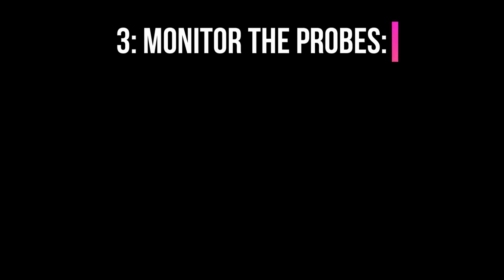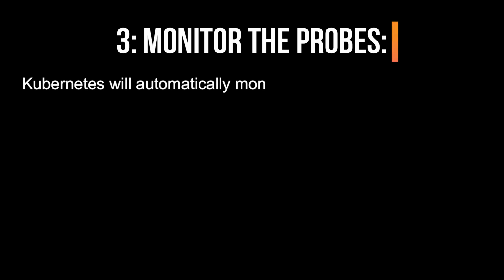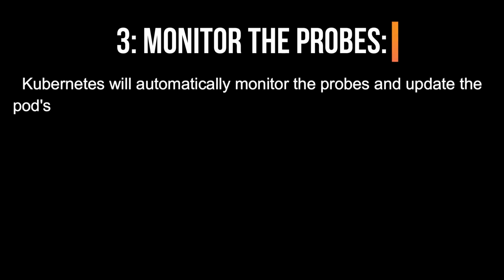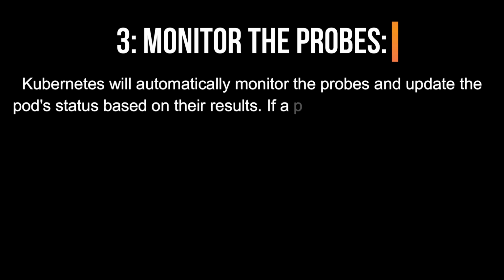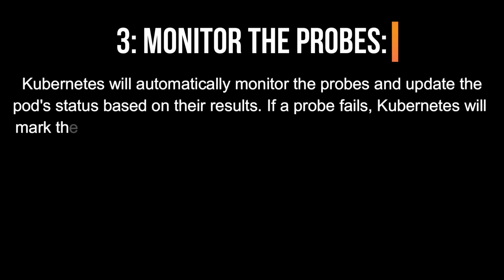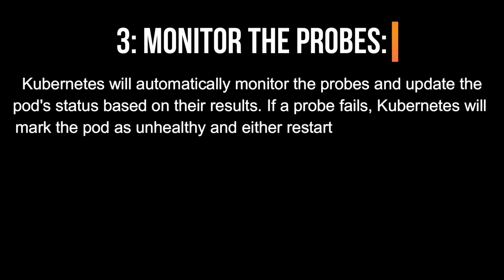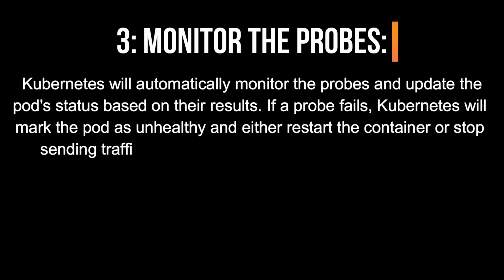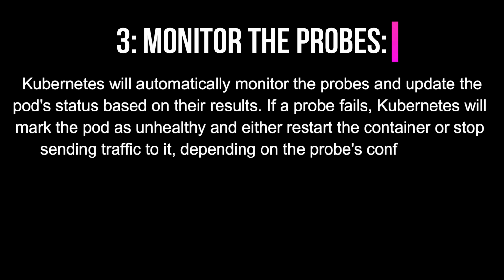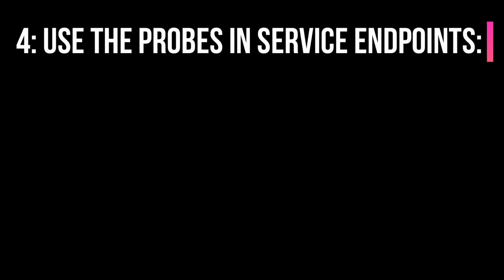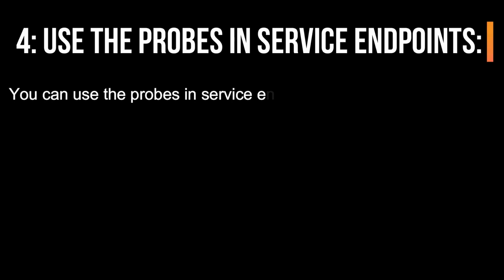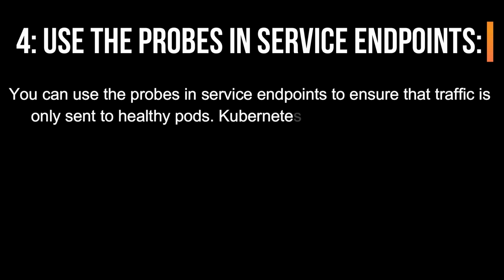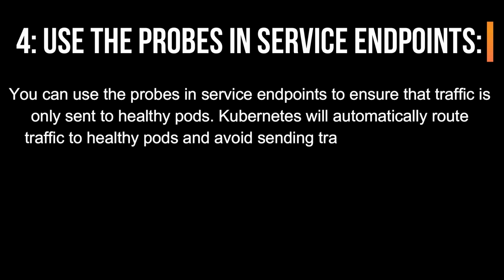3. Monitor the probes. Kubernetes will automatically monitor the probes and update the pod status based on their results. If a probe fails, Kubernetes will mark the pod as unhealthy and either restart the container or stop sending traffic to it, depending on the probe's configuration. 4. Use the probes and service endpoints. You can use the probes and service endpoints to ensure that traffic is only sent to healthy pods. Kubernetes will automatically route traffic to healthy pods and avoid sending traffic to pods that are failing the probes.